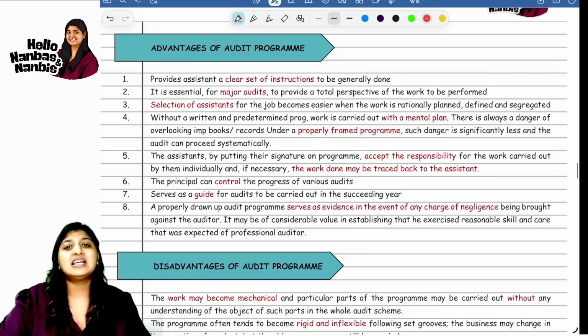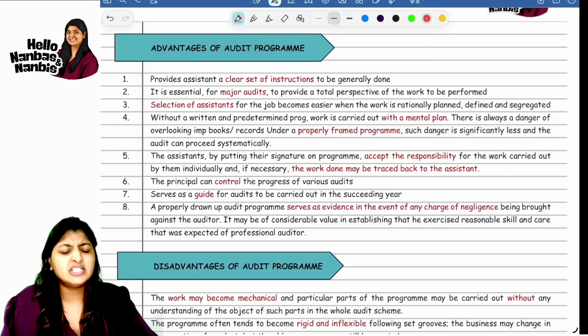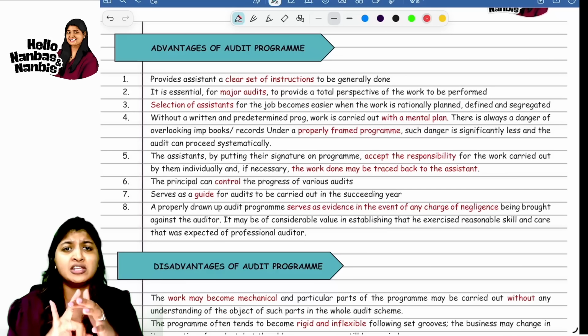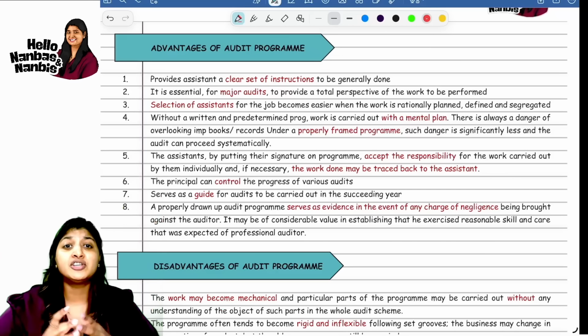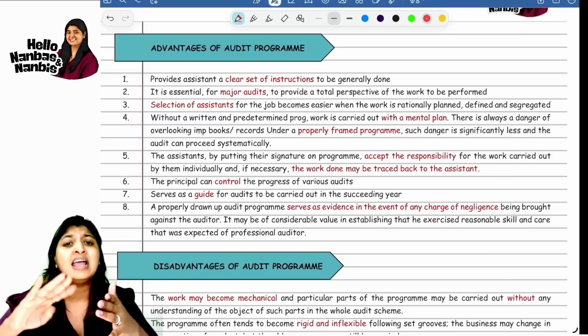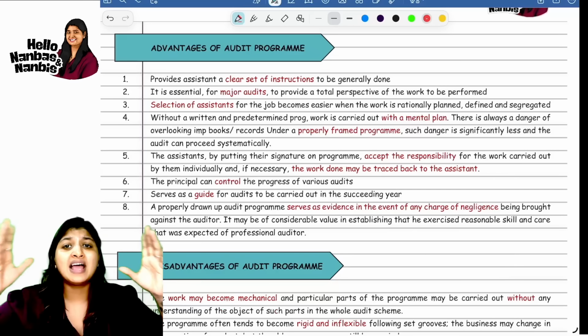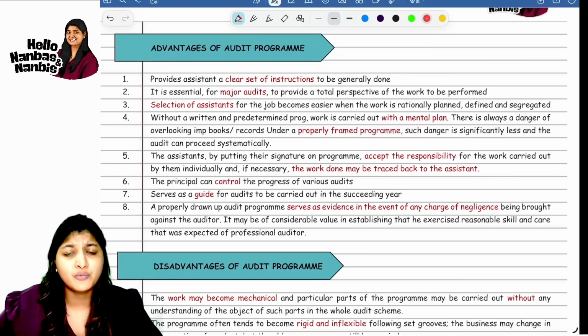Now comes advantages and disadvantages. What are the advantages? When I have clear set of instructions, I know exactly what I have to do. This is useful for major audits. When I have a higher picture, I know how many assistants to select, and everything when it is written, nothing is carried out as a mental plan. So I have a properly framed program as to what I have to do.